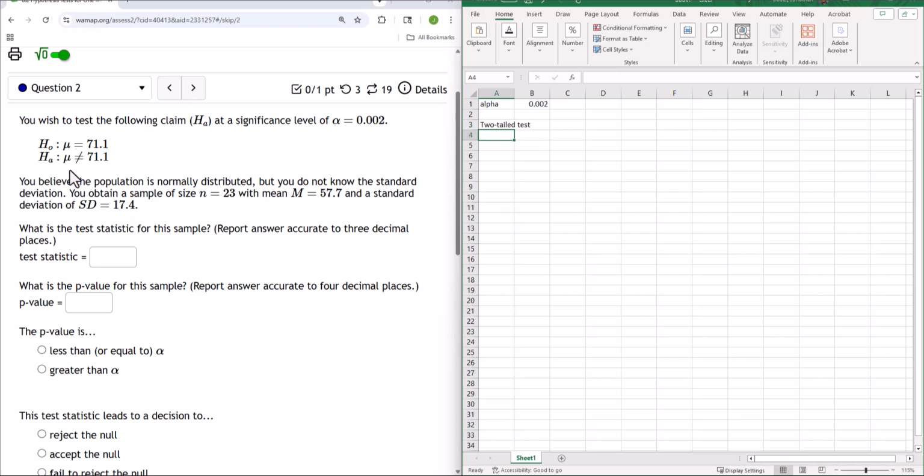Right, because we're not equal to. Remember, if the arrow goes to the left, we're left-tailed. If the arrow goes to the right, we're right-tailed. And if we're different than or not equal or something like that, we have this.